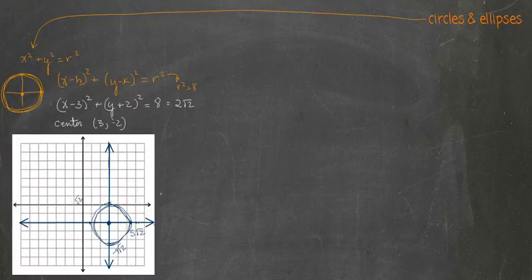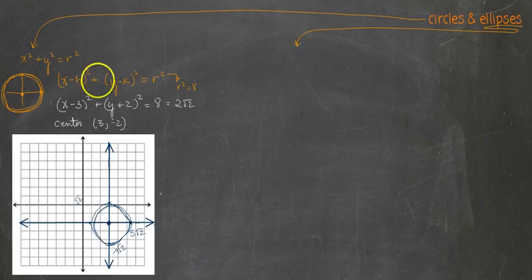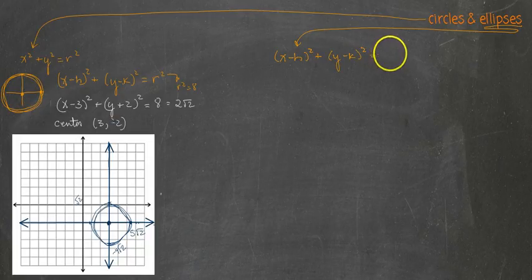Now, ellipses come with a lot of new vocabulary, and they come with some new equations. So let's start with the equation of a circle, and we're going to use the translated form of the equation of a circle to talk about an ellipse. Well, the translated form is (x minus h) squared plus (y minus k) squared equals r squared.